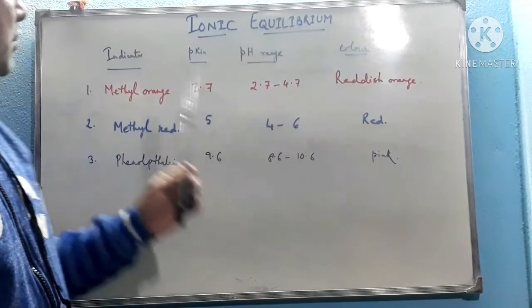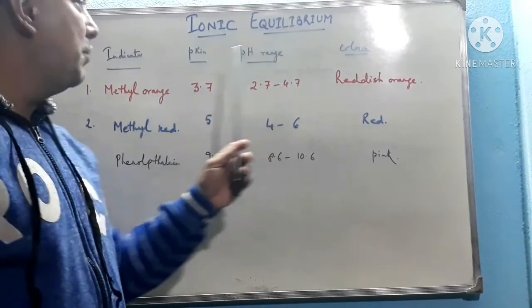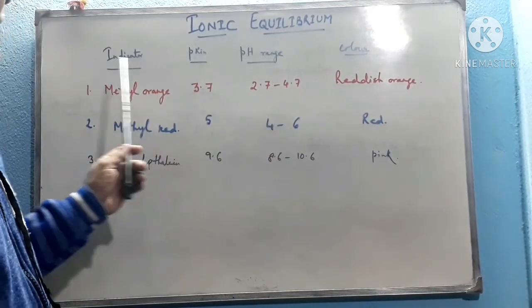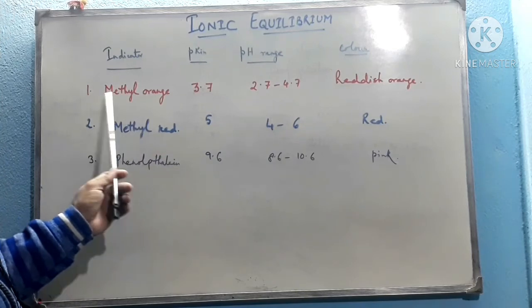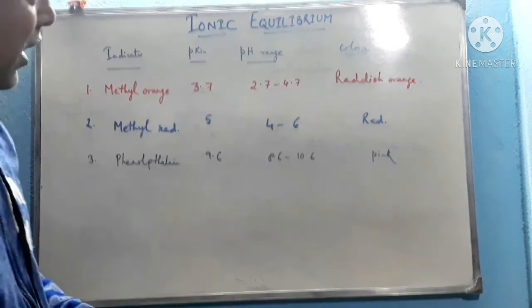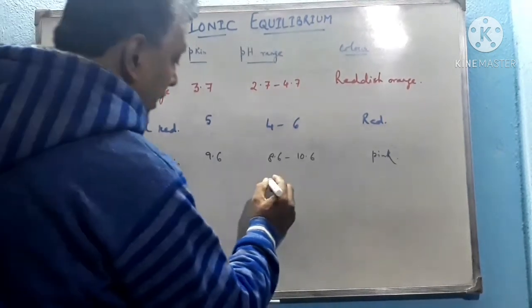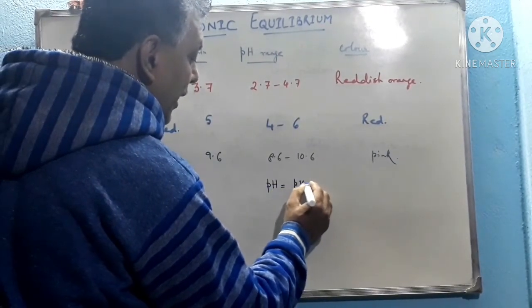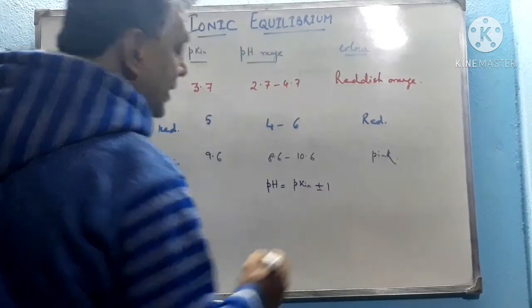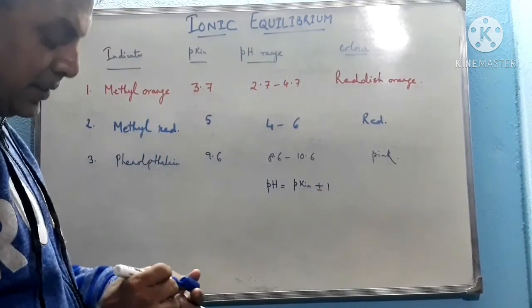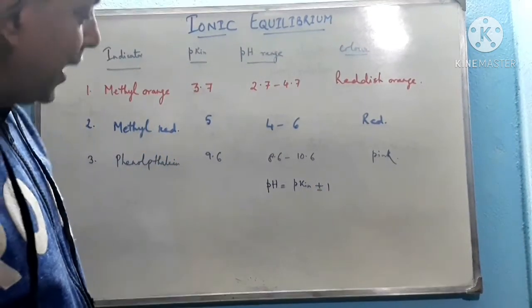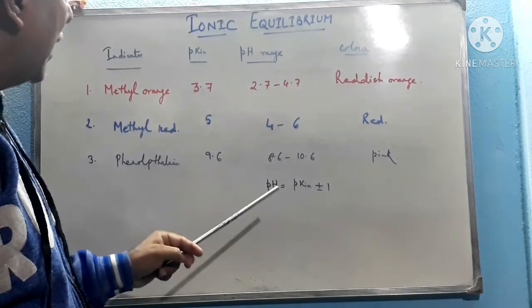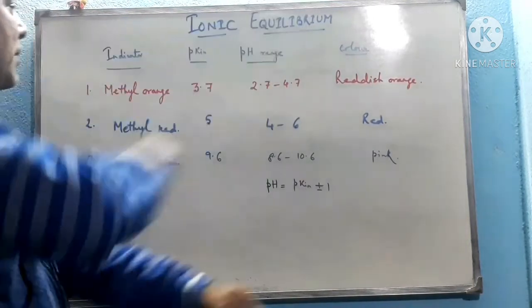I am discussing the defined colors and pH range of the indicators. Naming first methyl orange. Because the equation is just like the Henderson equation, pH equals pKin plus or minus 1. This is the range, plus 1 to minus 1. But when pH equals pKin, it actually acts at maximum capacity.